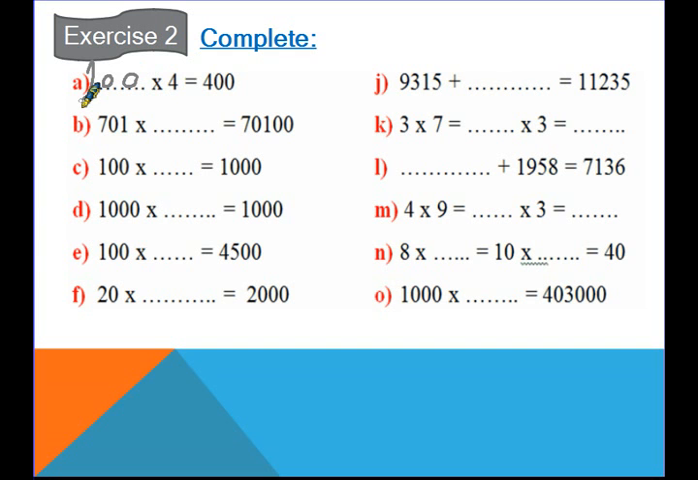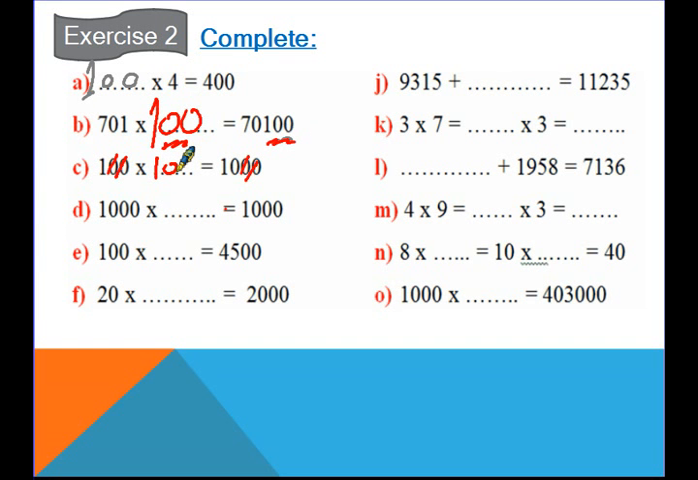Another example. 701 times empty space equals 70,100. So here there are two more zeros. I will put here 100. Because when I multiply by 100, I put 2 zeros to the right of the number, then 701 times 100 equals 70,100. Okay? Number C, 100 times empty space equals 1000. Here are 2 zeros. If I cancel these 2 zeros, the left number is 10. So 100 times 10 equals 1000.